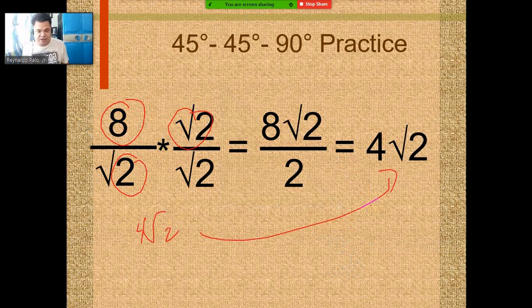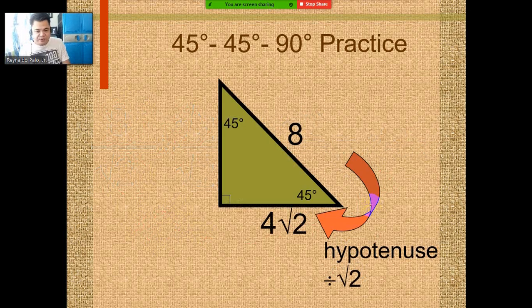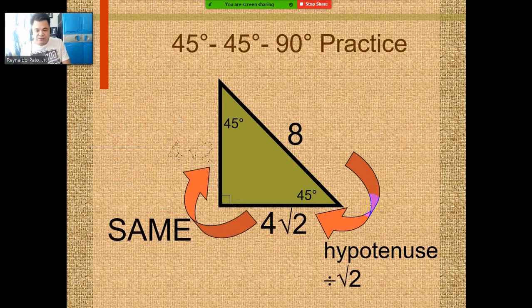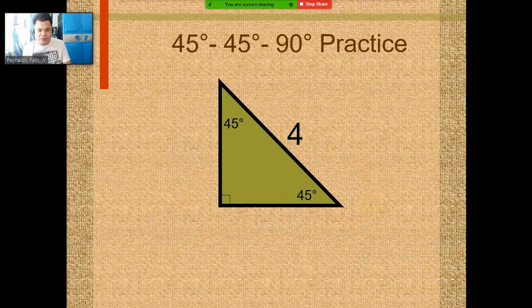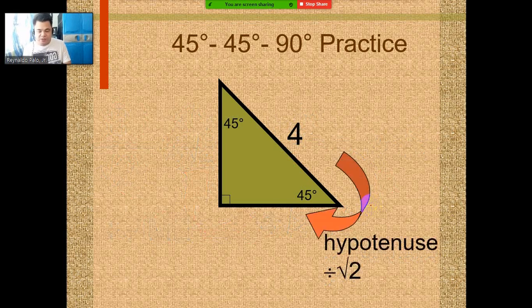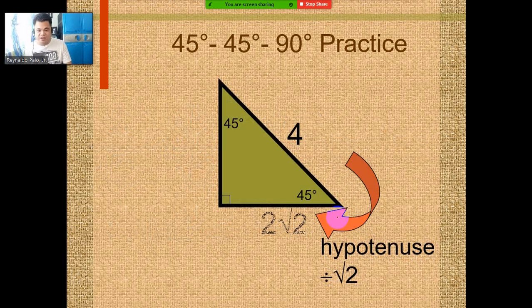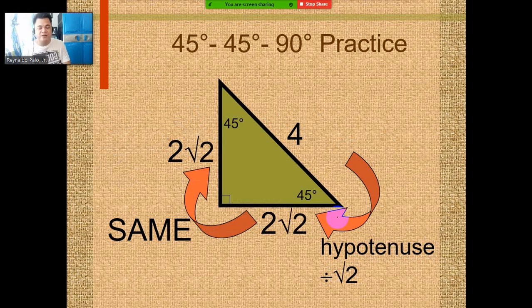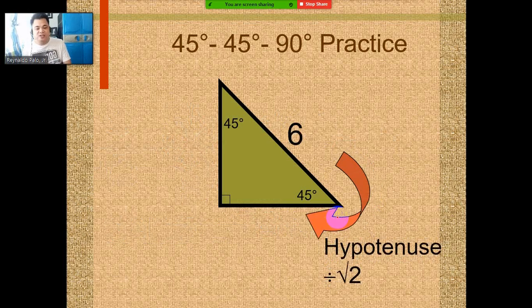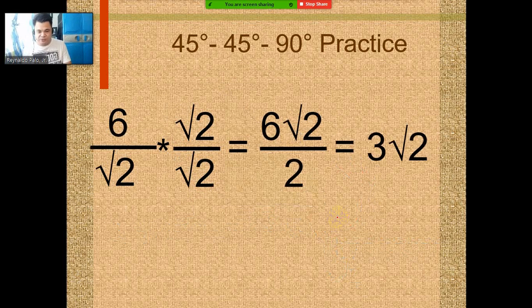It's just the same. So the answers are 4 square root of 2 and 4 square root of 2. They are just the same. Next, if that is 4, divide by square root of 2. Just do the trick that I've told you. So 4 divided by 2 is 2 square root of 2. Alright. So next, 6 divided by 2, it's divisible. It's 3 square root of 2.